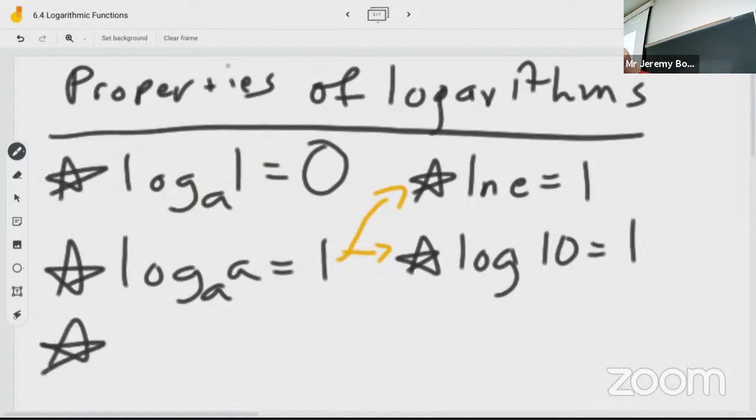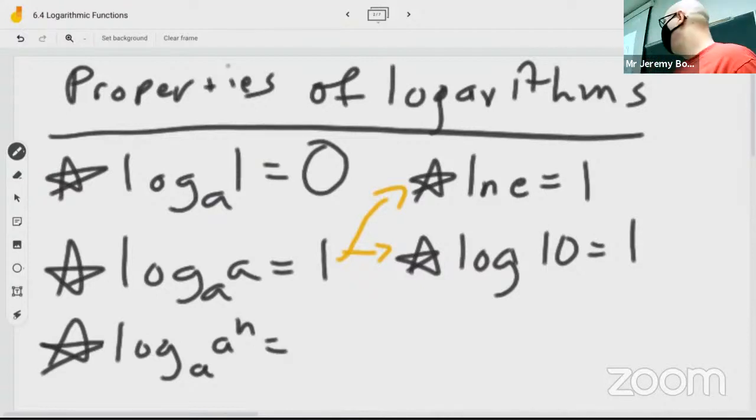I wish we could spend like a month on logarithms. If you have log base a of a raised to the n, what will that be?